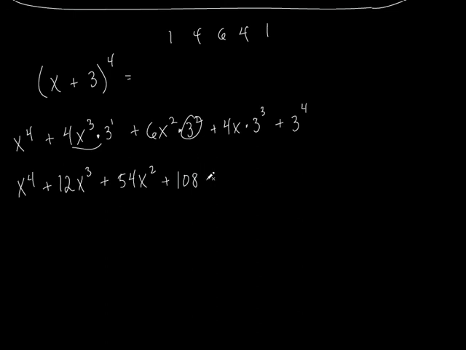27 times 4. 27, if you double 27, that's 54. And then if you double that, doubling 54 is easy, isn't it? It's 108. So that's how I did that. All right, and then what's my x? It's going to be what? Just an x, right? Yeah, because it's just an x. Plus, and 3 to the 4th.